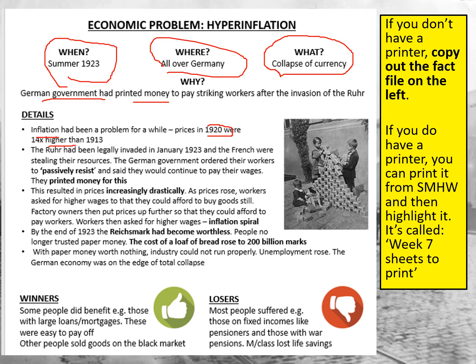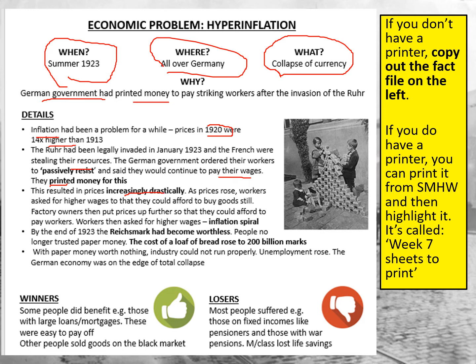Now, the Ruhr, we know, had been invaded, and we know that the French were stealing their resources, and the government had ordered the workers to passively resist. They said that they'd carry on paying their wages, even though they didn't have the money, and therefore they had to print money to be able to do that. Now that resulted in prices increasing drastically as people have less trust in their currency.